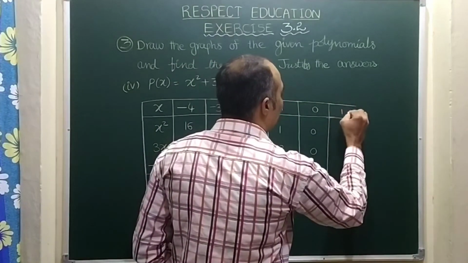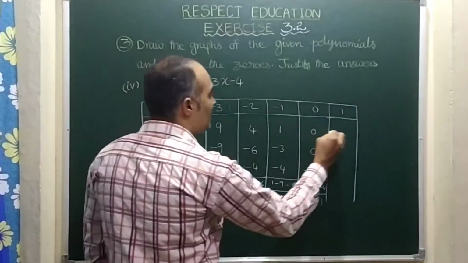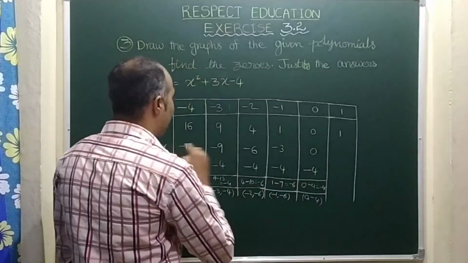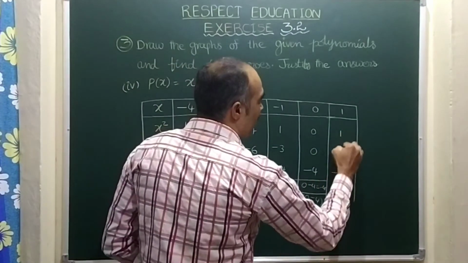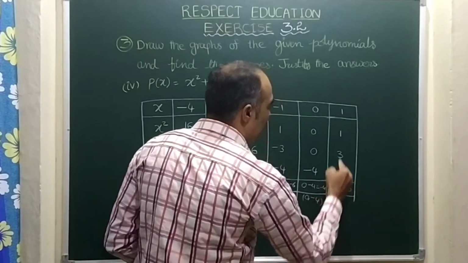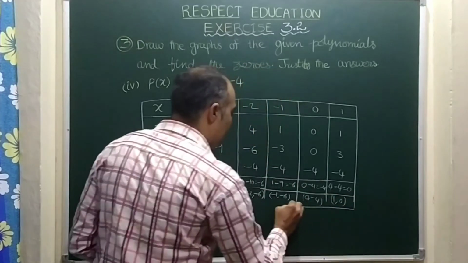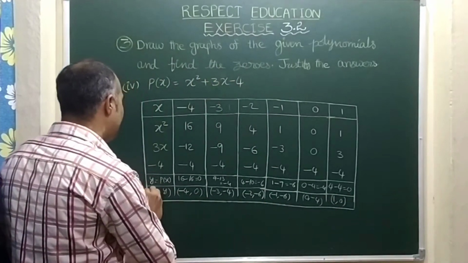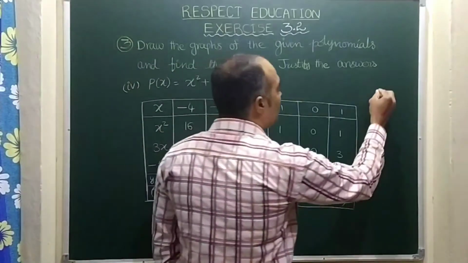So here I am taking 1. So here x square is 1 square means 1. 3 into 1 is 3. Here minus 4 as it is. 1 plus 3 is 4. It is 4 minus 4 is 0. Okay then. So here 1 if I take, I got 0. See here children, when we get 0, we can stop taking these values. So now here let us note down all these values.